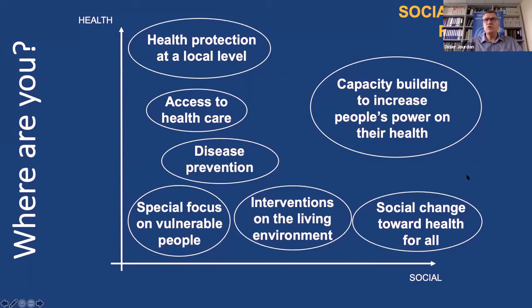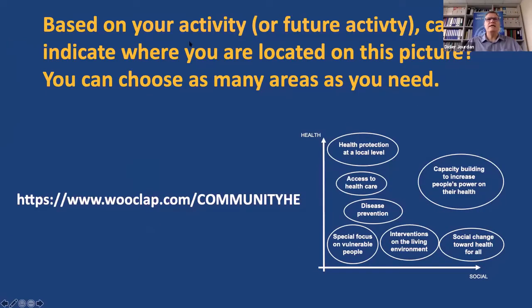What I would like now you to do is to tell us where you are, and please, based on your current activity or your future activity if you are a student, we would like to ask you to indicate where you are located on this figure. There's a field between health and social determinants. Where are you? What are you doing? To do that, we ask you to go to another WooClap, www.wooclap.com/communityhe, like community health, and to find where you are. And of course, you can choose as many areas as you need.